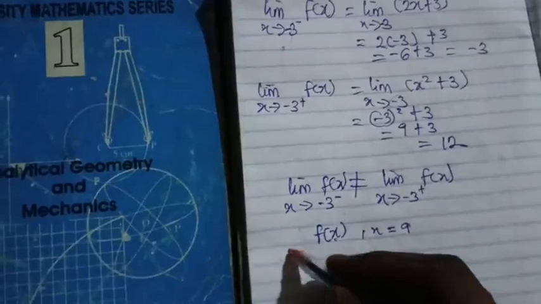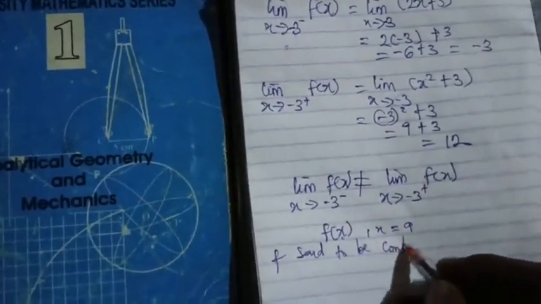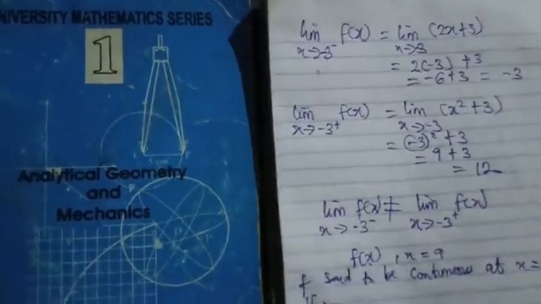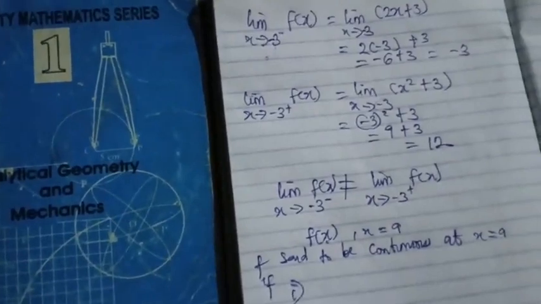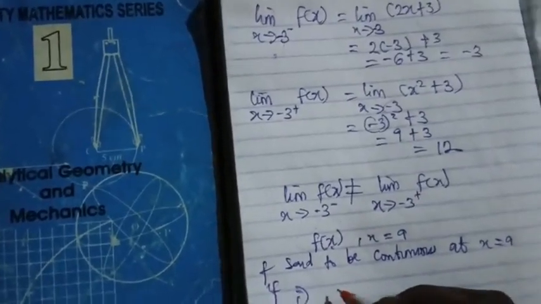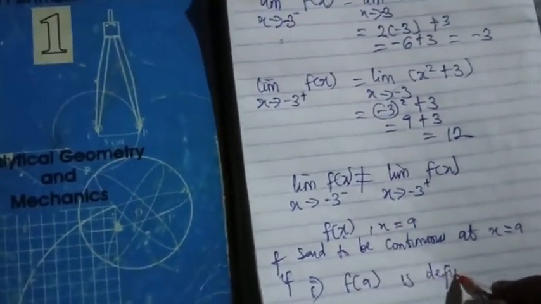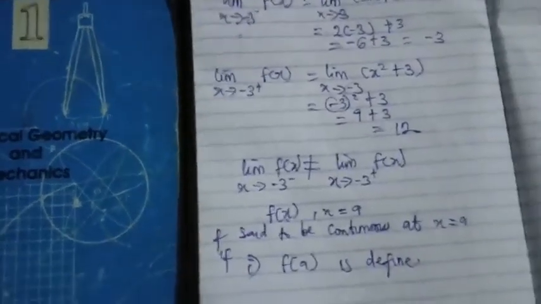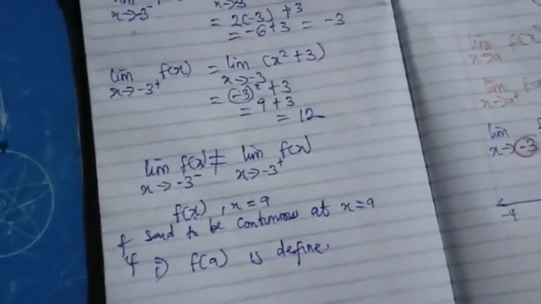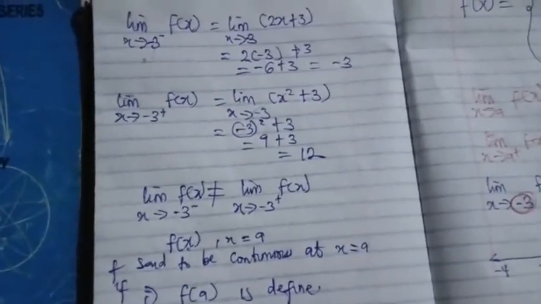Then we say a function f is said to be continuous at x equals a if, number 1, the 3-step continuity check. It's just 3 steps. First step, f of a is defined. That is, when you do direct substitution, for that point you get a definite value. Infinity does not make a function defined here. Please note, if by direct substitution you get infinity, it is not defined at that point.